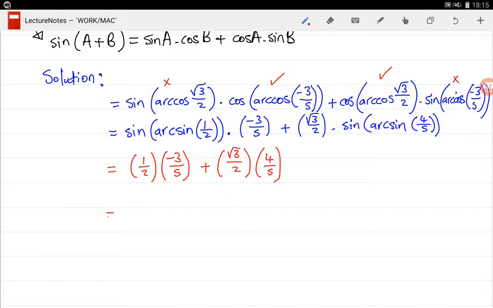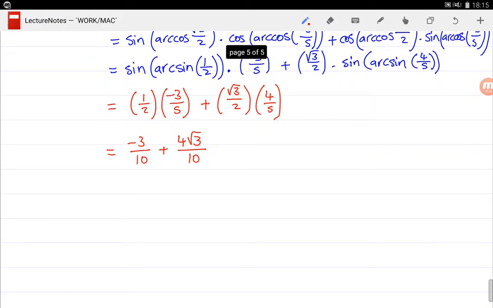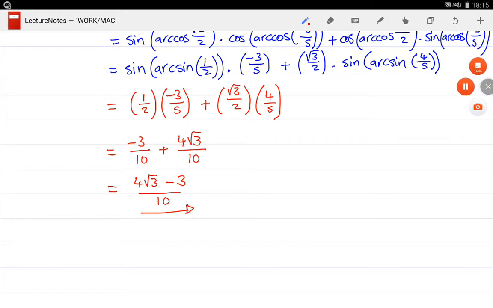Okay, and we can just simplify this one. I think we're going to have a common denominator, and we should have minus 3 if we multiply there, over 10, plus 4 root 3 all over 10, and this gives us minus 3 plus 4 root 3. We're just going to write it a bit more neatly under one denominator, and that is our solution. And I hope that made some sense. Until next time.